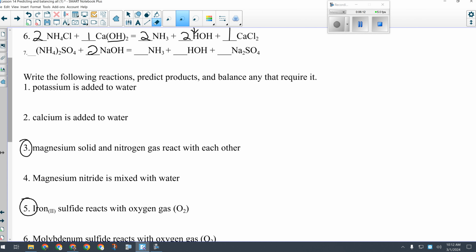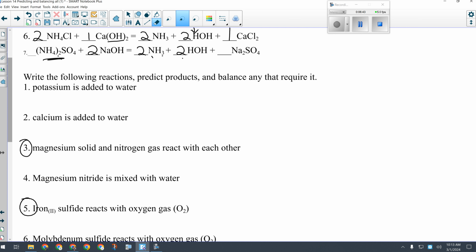I'm going to put a 2 here to balance my sodiums. That's going to give me 2 hydroxides, so I'm going to come here and put 2 hydroxides there. And when I do that, that gives me 2 hydrogens. On this side, how many do I have? 8. So if I want to balance my hydrogens, I need to put a 2 here. Now I've got 2 times 3 is 6, plus 2 more is 8.